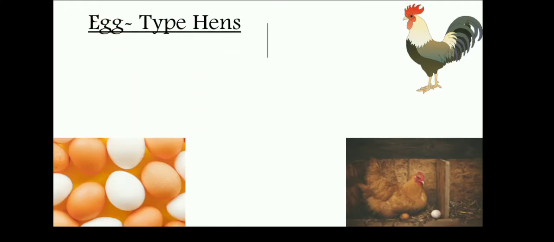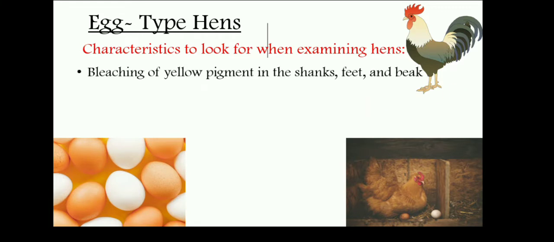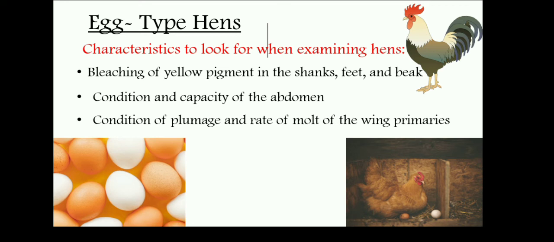So, first is egg type hens. Characteristics to look for when examining hens: bleaching of yellow pigment in the shanks, feet, and beak. Condition and capacity of the abdomen. Condition of plumage and rate of molt of the wing primaries. Vigor and vitality. Head characteristics.